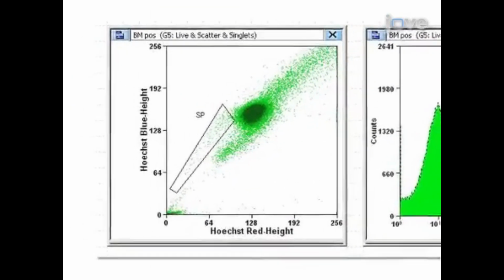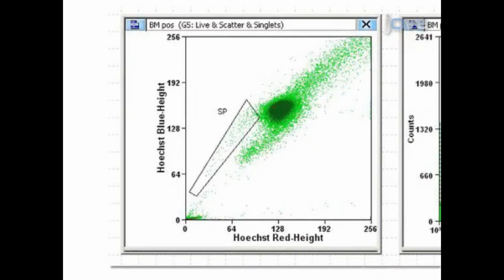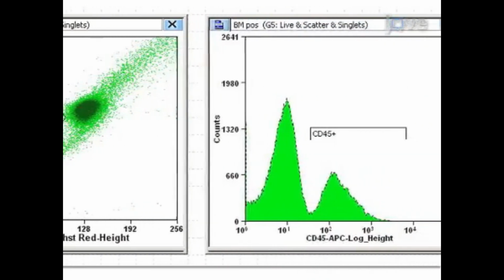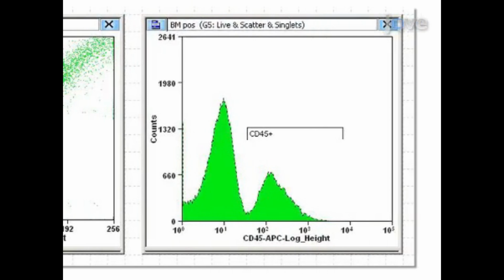After gating the Hoechst plot, draw a region around the side population. Assign this region as a gate to the CD45 APC histogram along with the light scatter, singlet, and live cell gates.